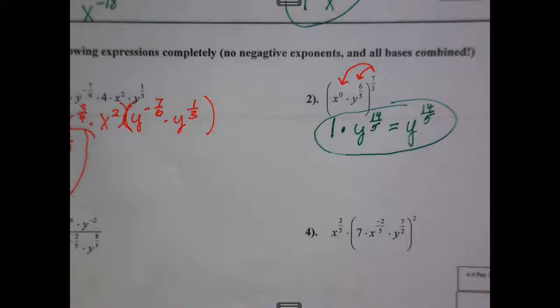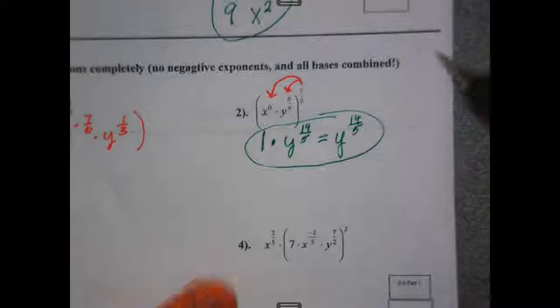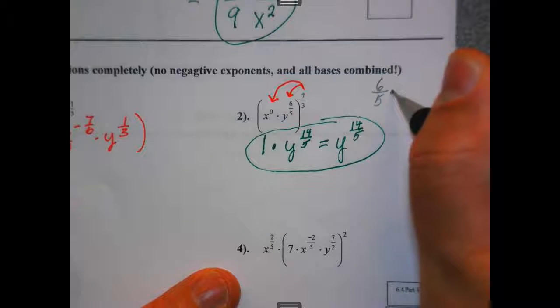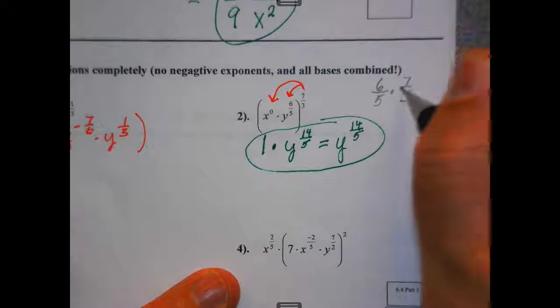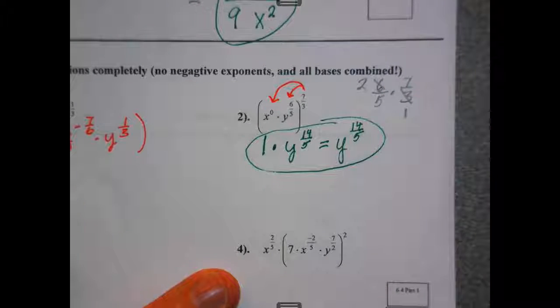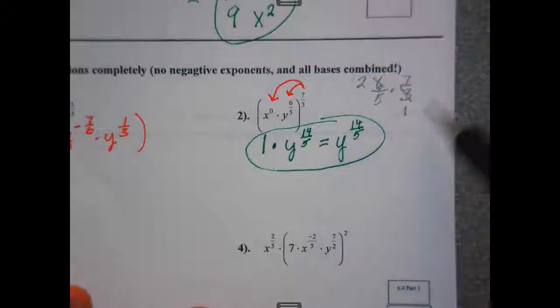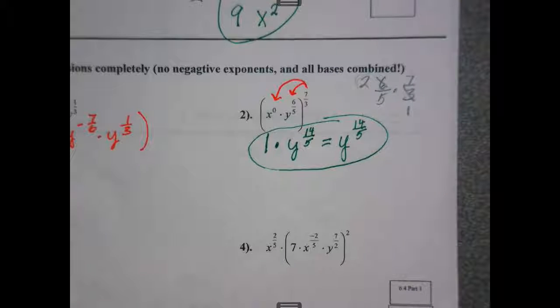Here, you can do it in your head. Just make them smaller numbers. So I'm taking 6/5 times 7/3. I make the number smaller. 2 times 7 is 14. 5 times 1 is 5. I do this in my head. I'm really old and have Alzheimer's. I don't know why it's so difficult for you guys to do this.